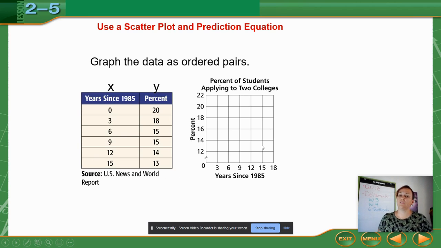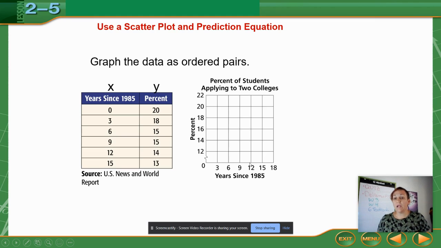Next, when I was deciding how big to make my graph and what numbers to count by, I looked to see what kind of numbers were in my table. And so for my X numbers, I noticed that I needed to get from 0 to 15. Now, I didn't feel like making a graph that went all the way up to 15. I thought that was kind of big. And so instead, what I did was I counted by threes.